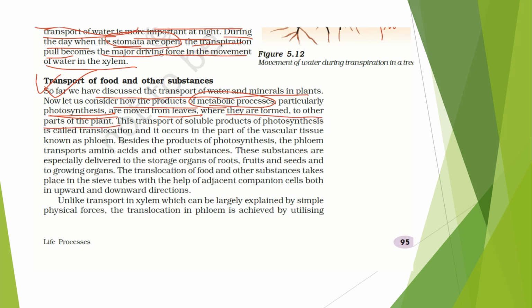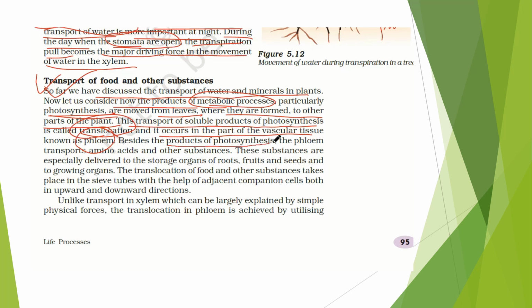Leaves, we all know, are the kitchen of the plant, the storehouse of food of the plant. So it should be transported to different parts of the plant body. How is it being done? This transport of soluble products of photosynthesis is called translocation, and it occurs in the part of the vascular tissue that is known as phloem, right?